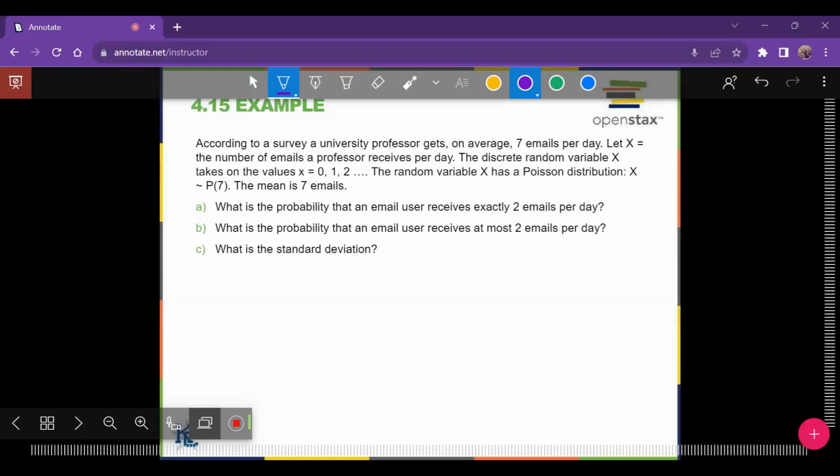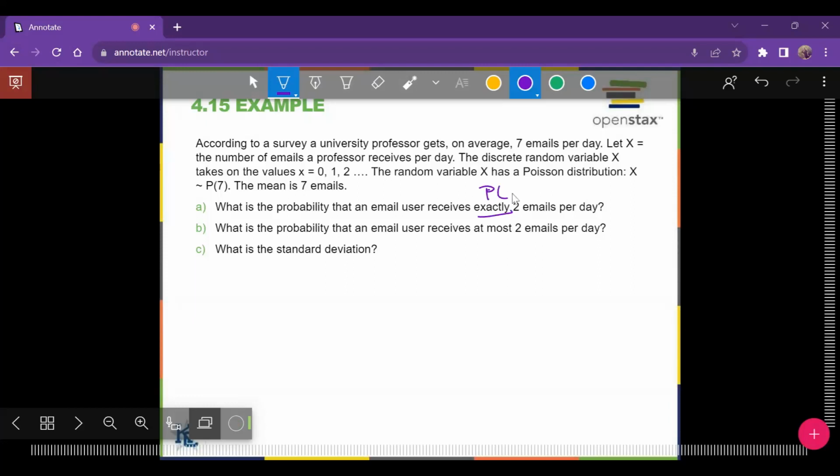So this one, we don't have to change our mean. Our mean's already given to us. So for A, we're going to do exactly 2 emails. B, the probability of receiving at most 2 emails. And C, what is the standard deviation? So we're being asked several different questions here. The first one that we're being asked is exactly 2.